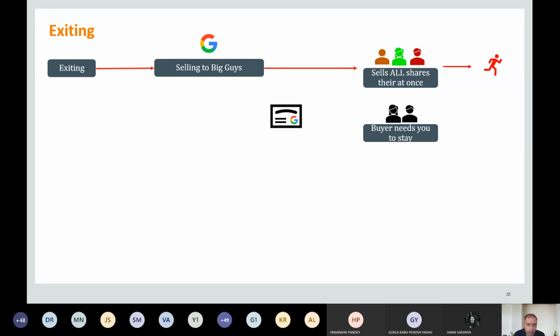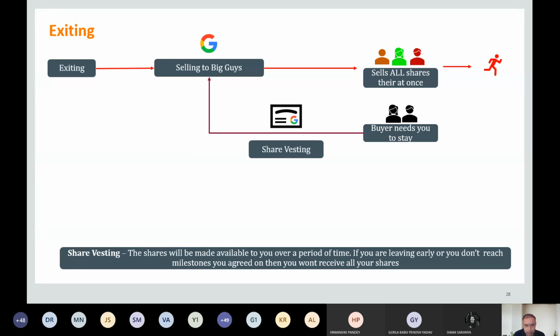Okay, so the next, the buyers need to stay. Instead of that, after buying the shares from all these people, Google will tell you, okay, I will offer you shares in mine, in place of your shares, but I will offer it to you in my name, and you have to prove that you would run the company for some more time because you know how it operates. So that is called share vesting. That is, they are trying to give their shares, in the name of the big company, back to you. This is called share vesting.